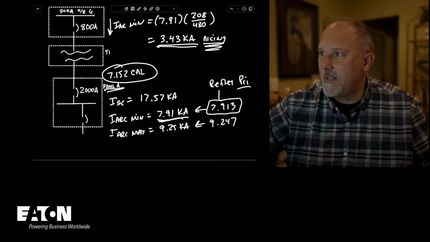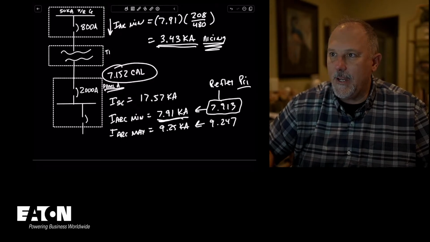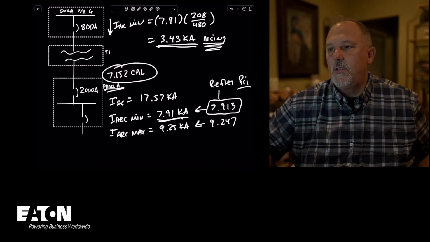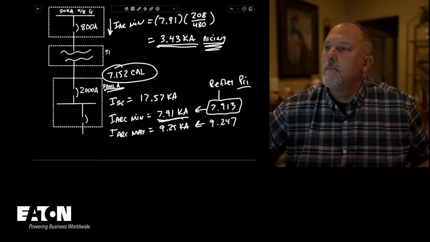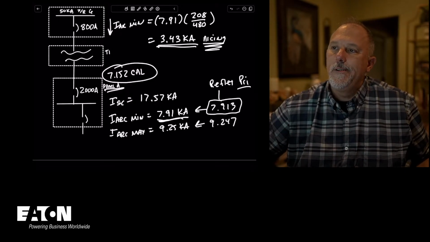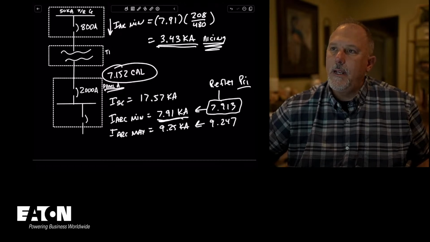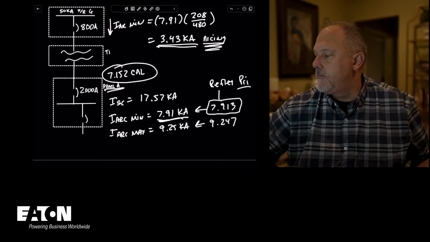Then we went to the time current characteristic curve for an 800 amp breaker, and we used a MDL. I'm still going back to that MDL. I want an 800 amp breaker. Where is my 800 amp breaker? 800 amps.